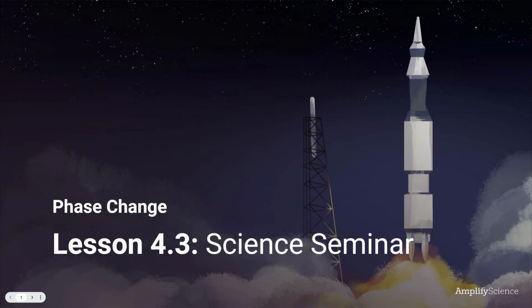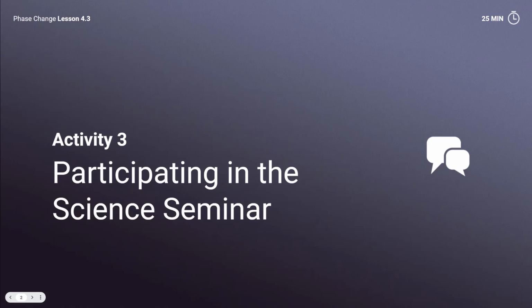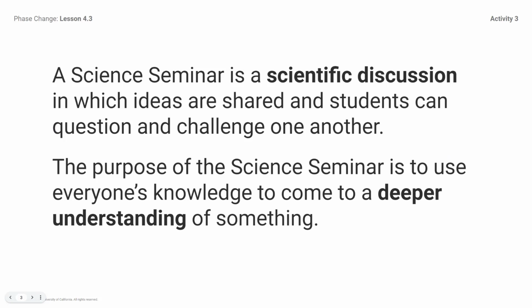Phase Change Unit, Lesson 4.3, Science Seminar. Activity 3, Participating in the Science Seminar. A science seminar is a scientific discussion in which ideas are shared and students can question and challenge one another. The purpose of the science seminar is to use everyone's knowledge to come to a deeper understanding of something. Today's science seminar is specifically about the liquid oxygen machine and why it is not working correctly.